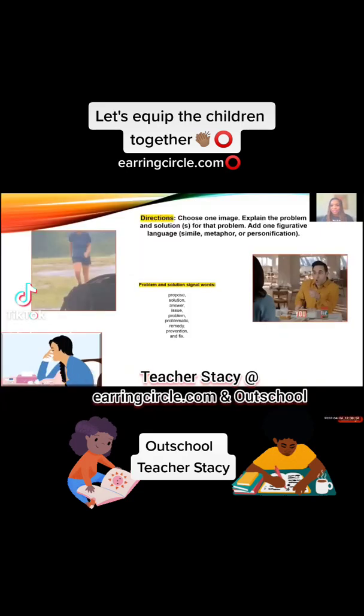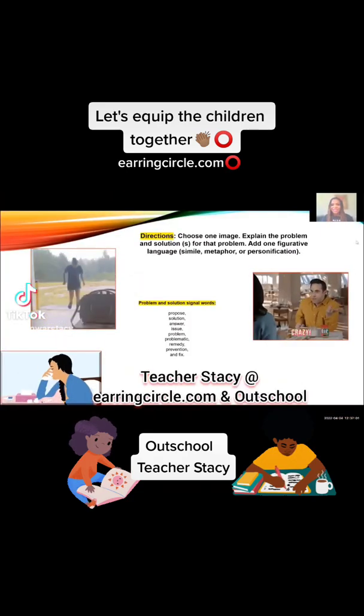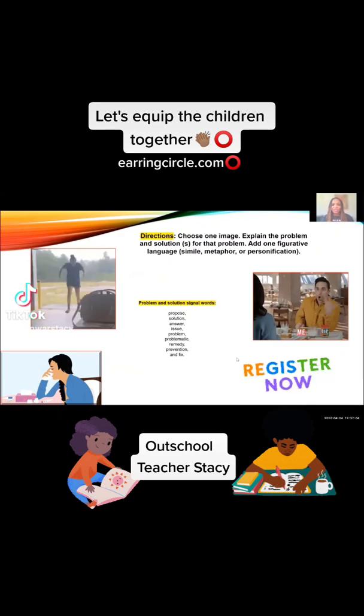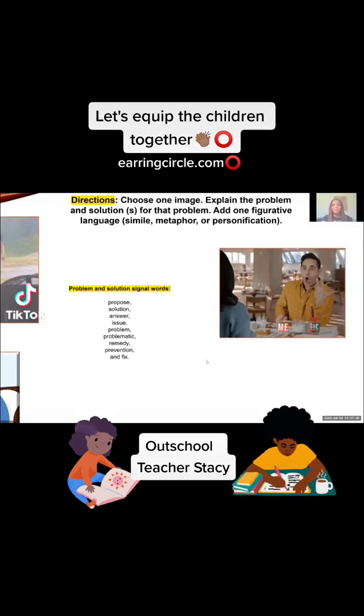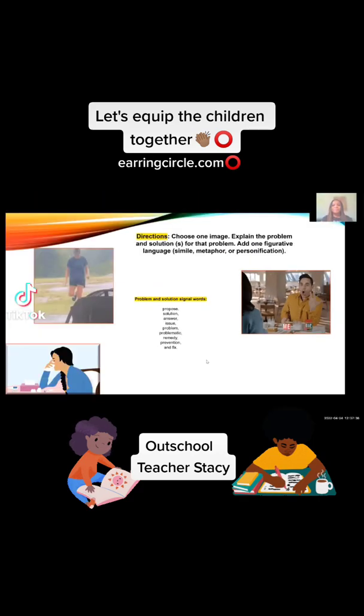So I teach creative reading and writing with the students. I had them choose an image and they explained the problem and the solution that they would implement. They had to use the signal words for problem and solution. And then we had learned figurative language, so I had the students describe the problem and the solution using figurative language, and they were able to do that successfully.